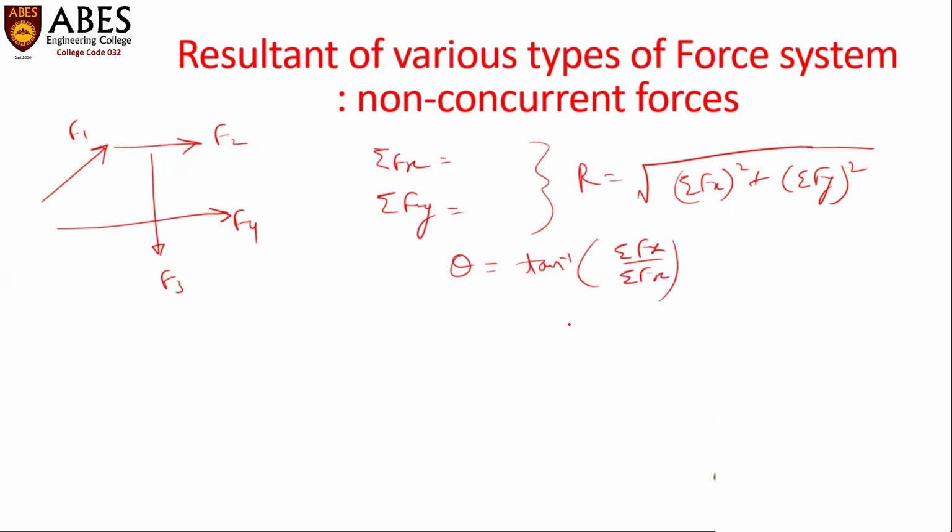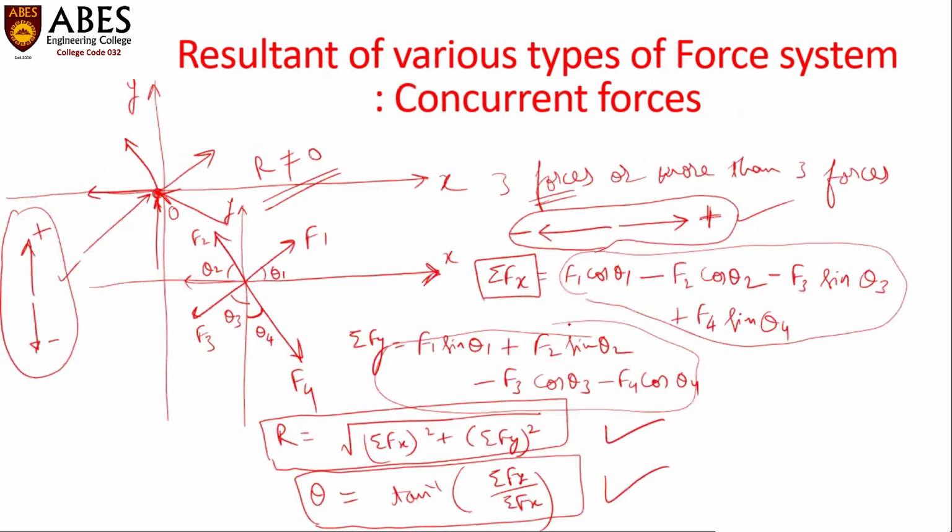But there is one change. Previously, all the forces were passing through a single point. It was a concurrent force system. Therefore, we already know that the resultant will also pass through the same point. It cannot pass through somewhere else, like here or here. It cannot pass from some other position. The location of the resultant was already known. It will definitely pass through the same point from which all the forces are passing.